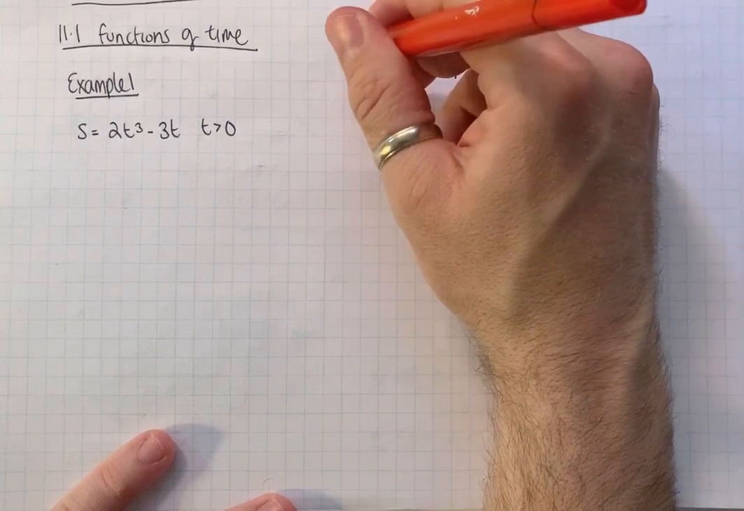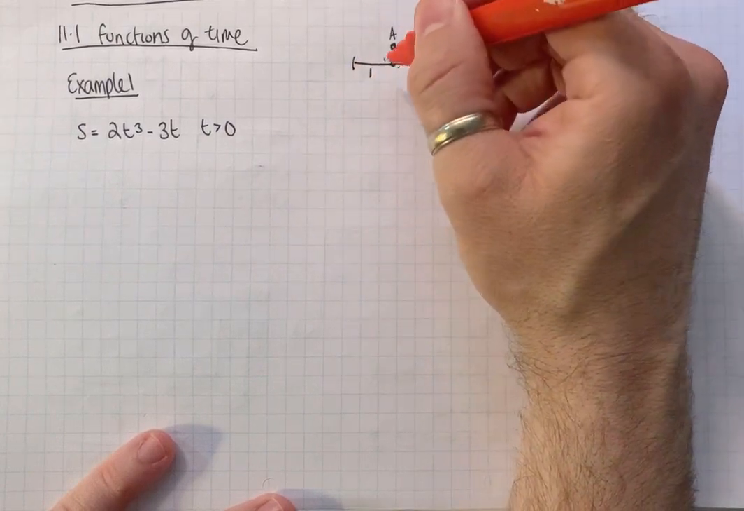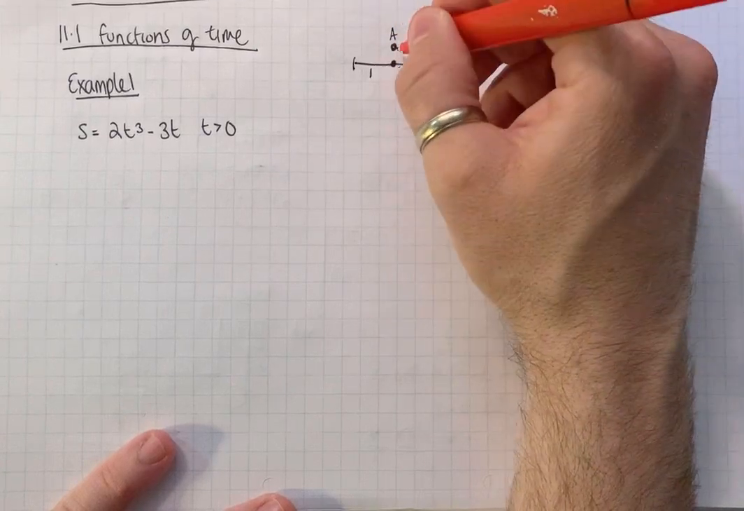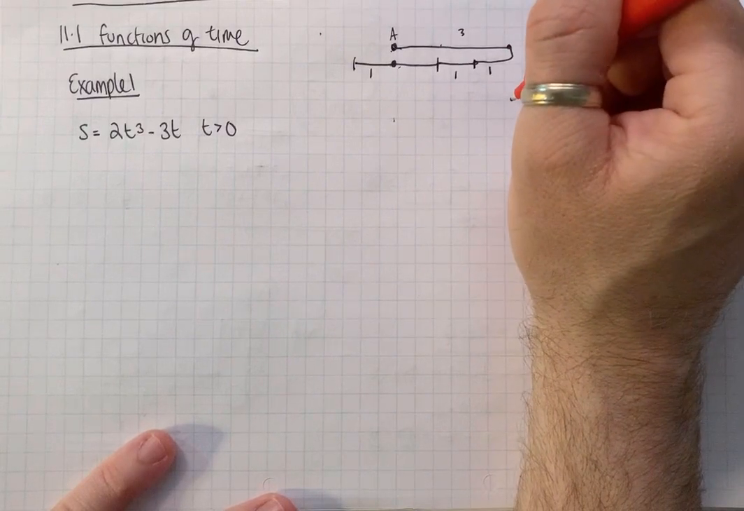And then if you go to the left of the starting point, say another meter, then the displacement would be minus 1. So generally we say to the right positive, up positive, down negative, left negative. Not always, but in most cases.